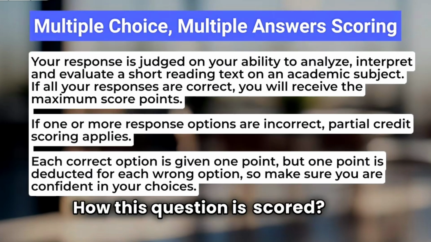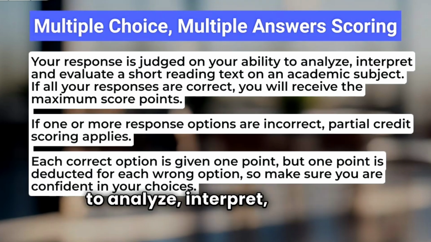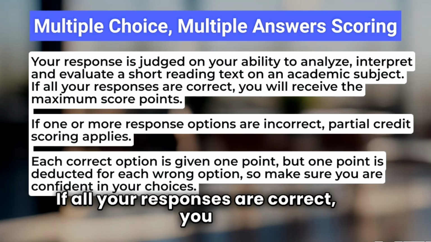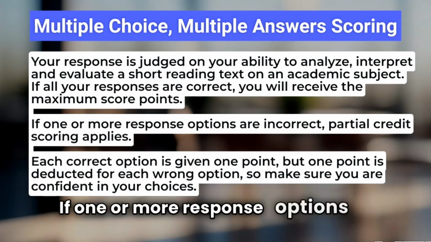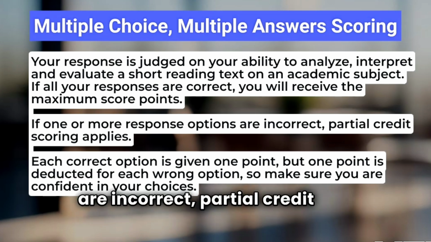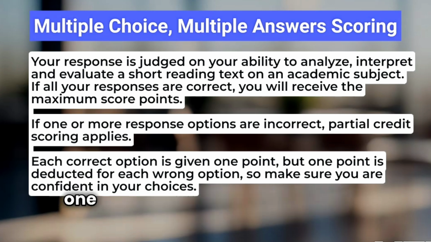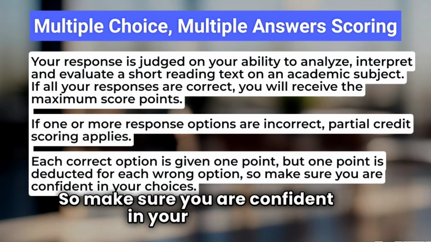How this question is scored. Your response is judged on your ability to analyze, interpret, and evaluate a short reading text on an academic subject. If all your responses are correct, you will receive the maximum score points. If one or more response options are incorrect, partial credit scoring applies. Each correct option is given 1 point, but 1 point is deducted for each wrong option, so make sure you are confident in your choices.